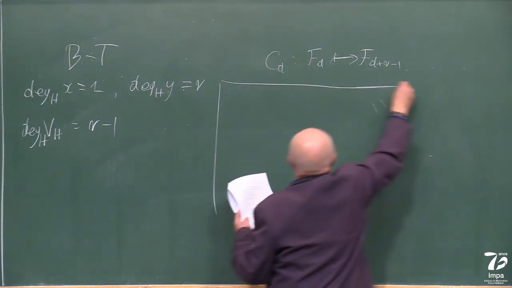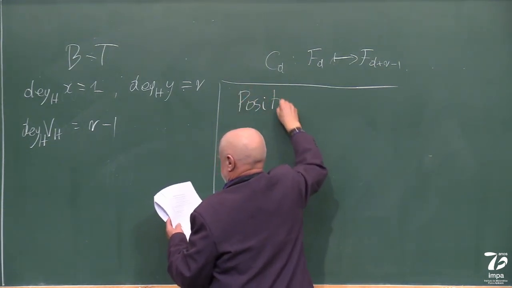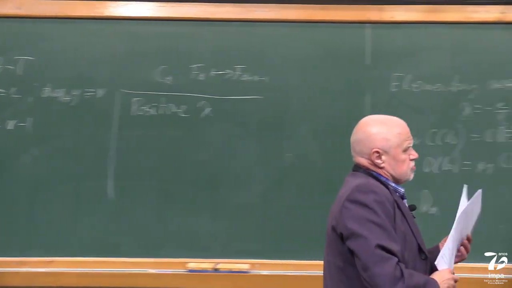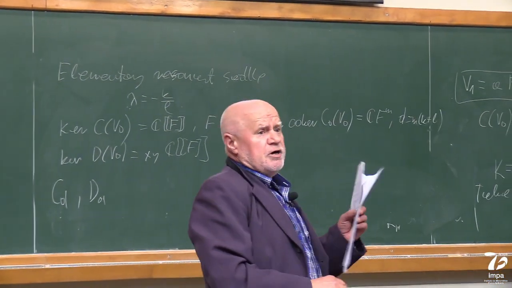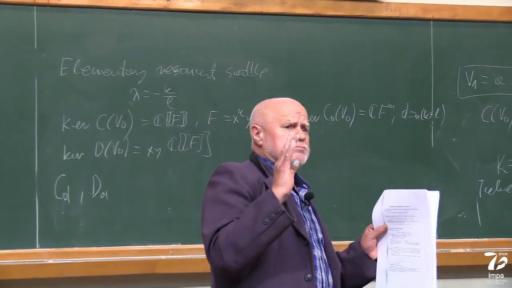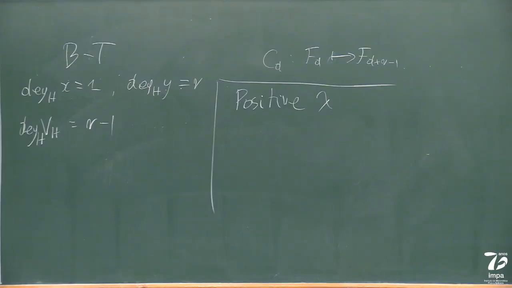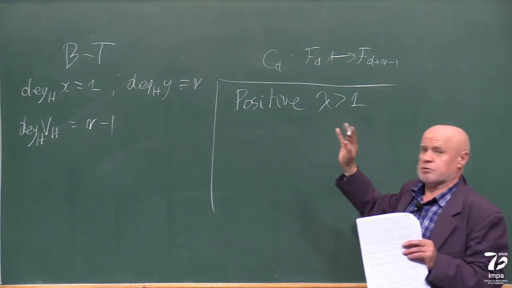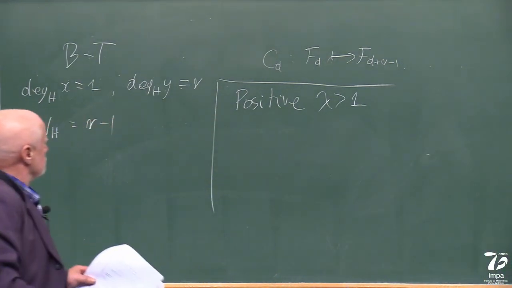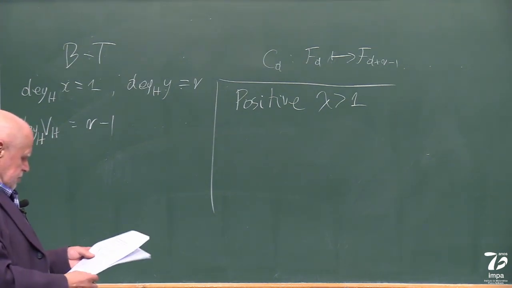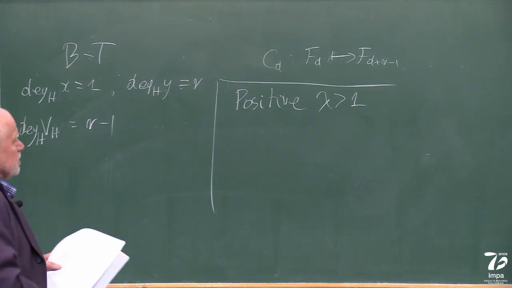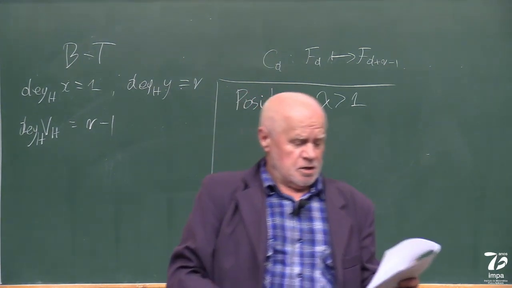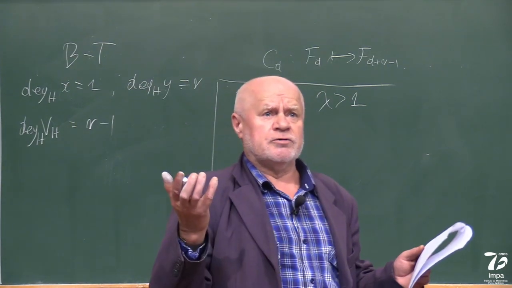So consider now the case with positive lambda. Positive lambda means that either the situation is non-resonant or there is some special resonance, when lambda is maybe even greater than 1. When lambda is an integer, then there are some problems. It is the so-called type 2, whose definition was introduced in the previous lecture. So now the operators CD and DD are not diagonal.